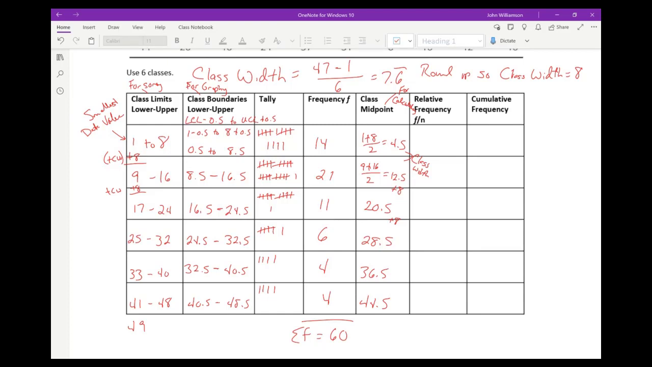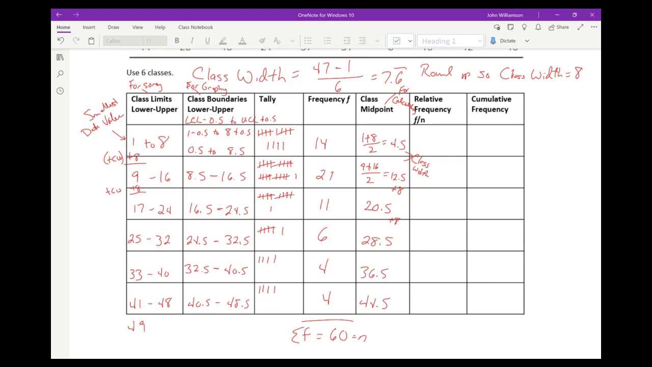You think that's a fluke? We had 60 data values, right? So this should add up to however many data values you have. This should add up to your N, your sample size. If it doesn't add up to 60, that means you've messed up somewhere. Go back and check your tallies and your frequencies. So that's a quick check. It's not going to tell you if you put every tally in the right box, but it's going to tell you if you either missed something or counted something twice. So it's a quick way to check yourself in that respect.